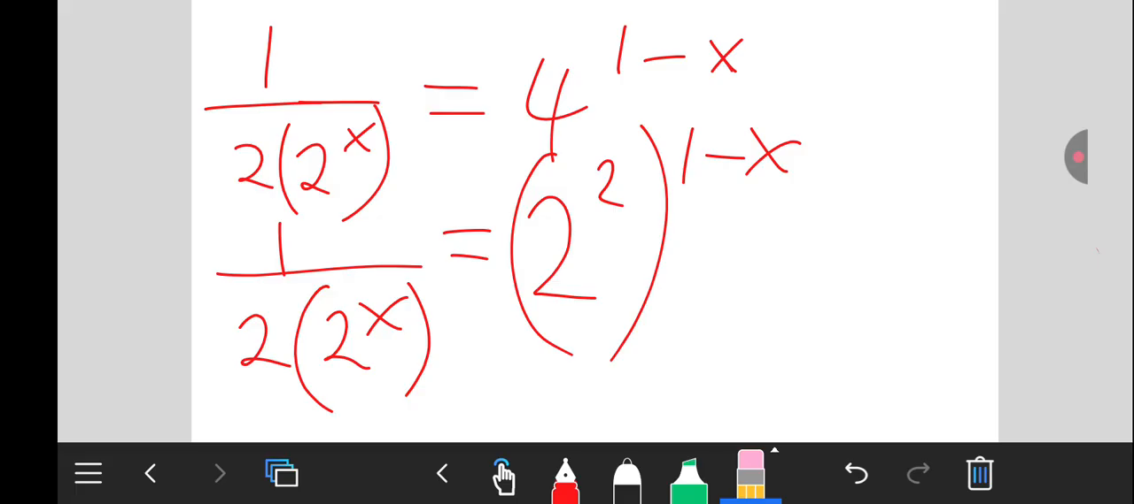Now let's multiply. So you simply multiply the indices. So let me take this and evaluate it. So this is the same as saying 2, then I'll say 1 multiplied by 2, that is simply 2, 1 multiplied by x, that is negative 2x.